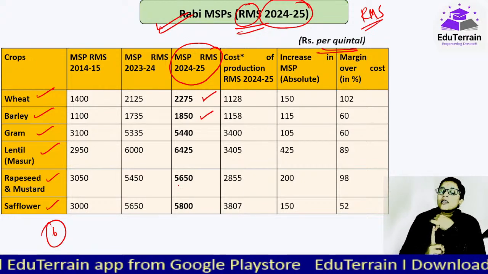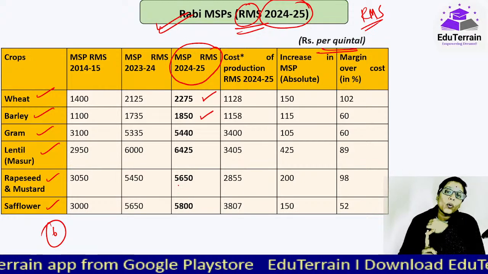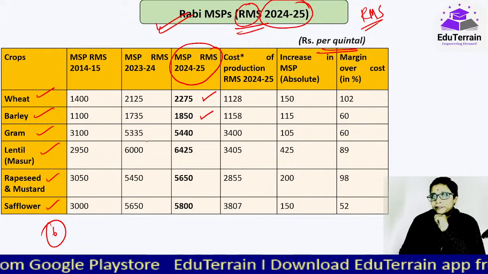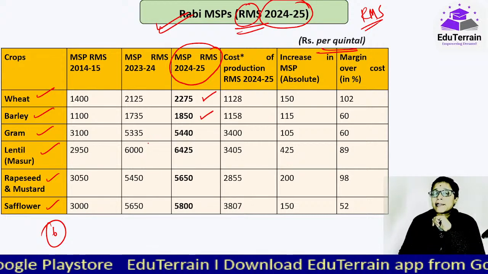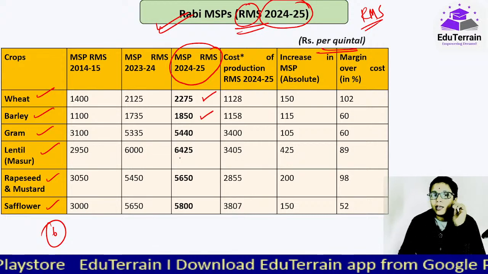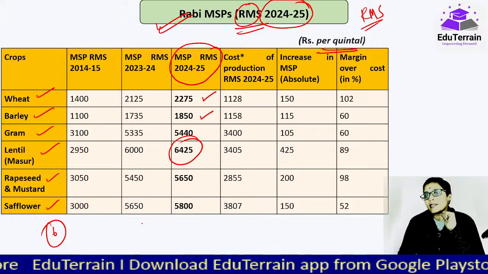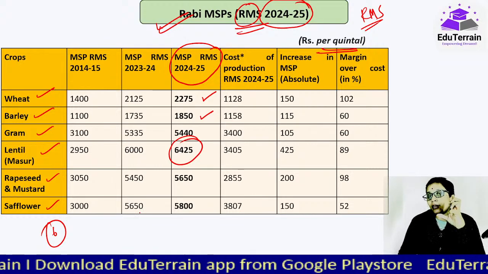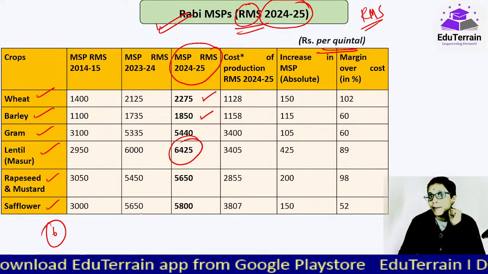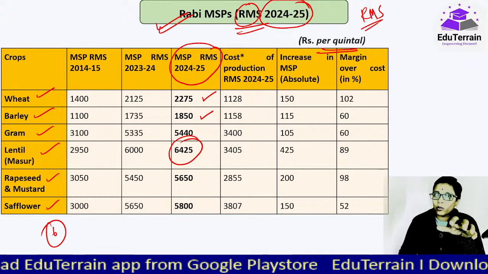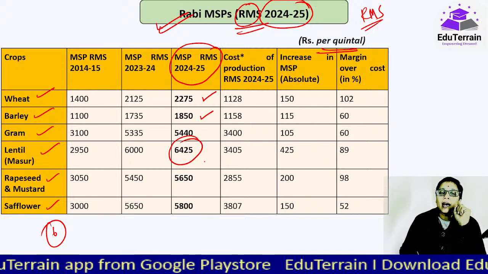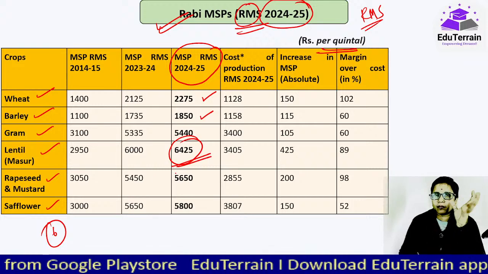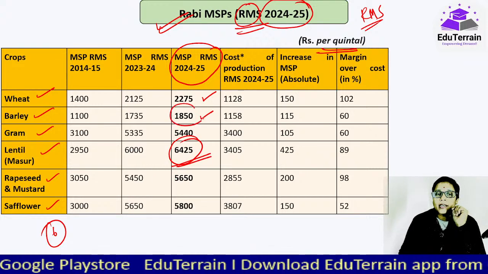So one, they can ask you what is the MSP of so and so crop. Okay, they can ask you what is the MSP of lentil for the Rabi marketing season 2024-25. Okay, so here 6-4 is the answer. Second kind of question, they can ask you which among the following crops has received the highest MSP or the lowest MSP. Okay, in RMS, highest MSP has been received by the lentil or masoor generally, and the lowest is for bar.